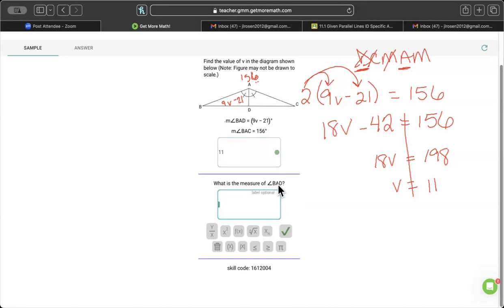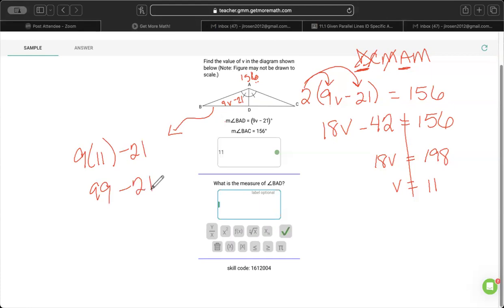And then it wants to know what is the measure of BAD. So this one here, well, we know v is 11. So we'll just substitute in here. 9 times 11 minus 21. That would be 99 minus 21, which gets us 78. So the measure of that angle is 78.